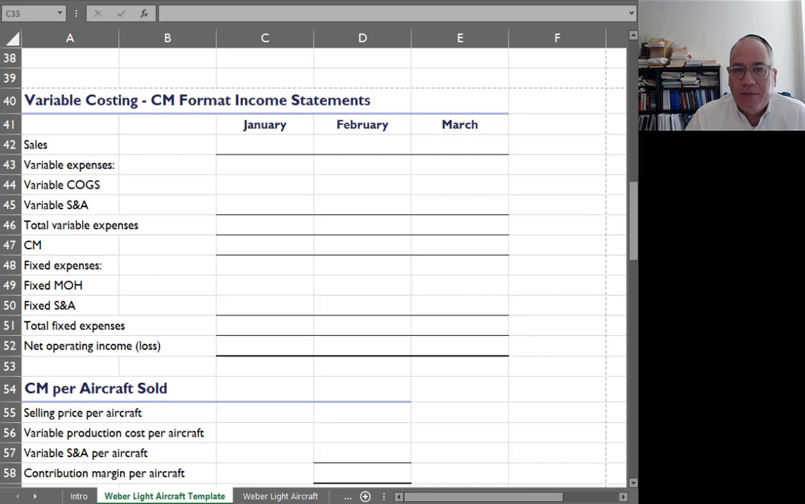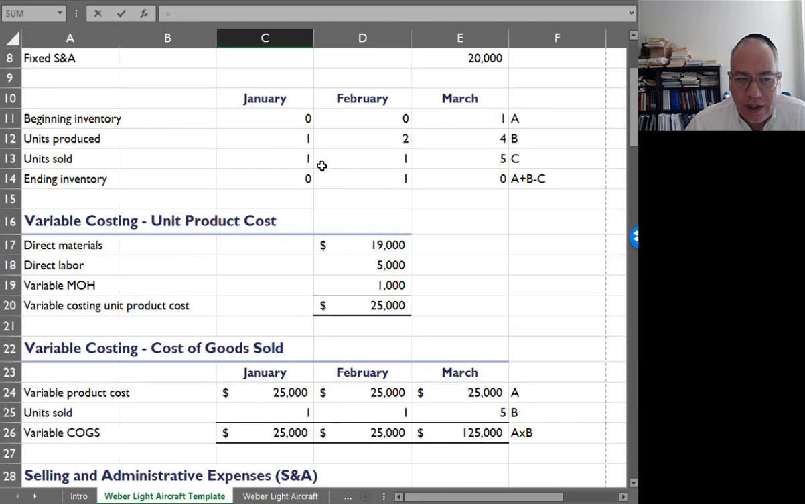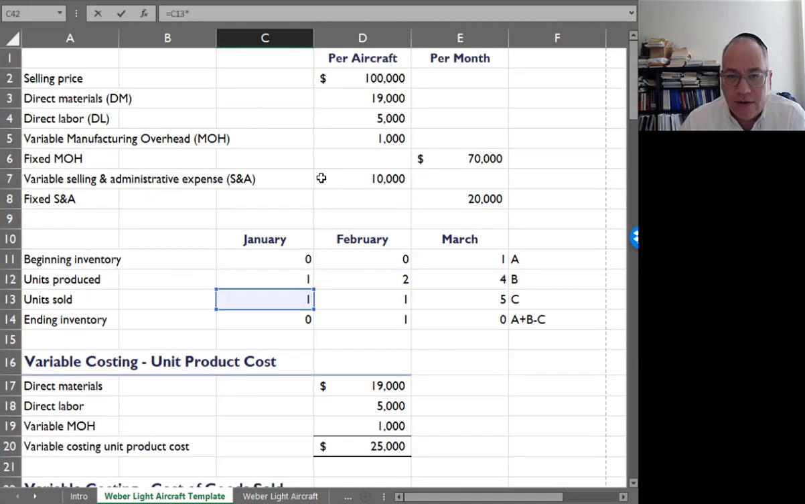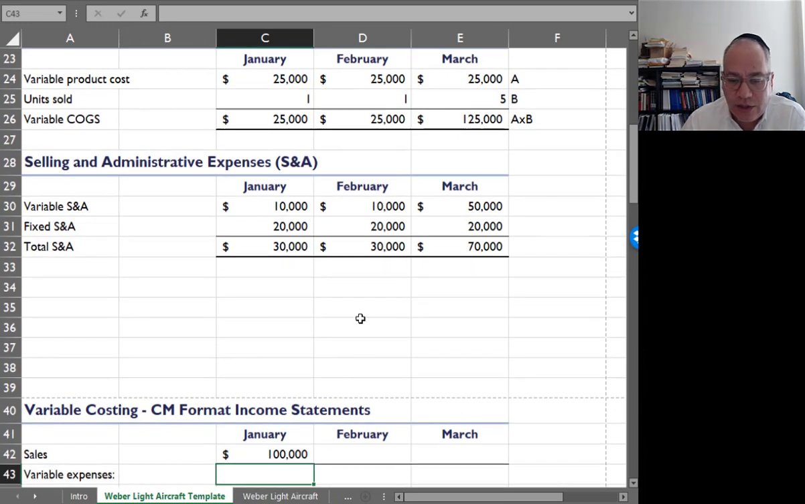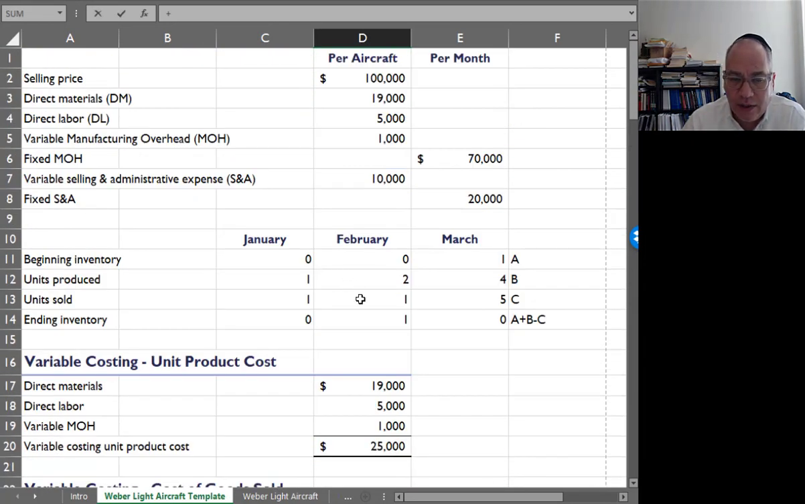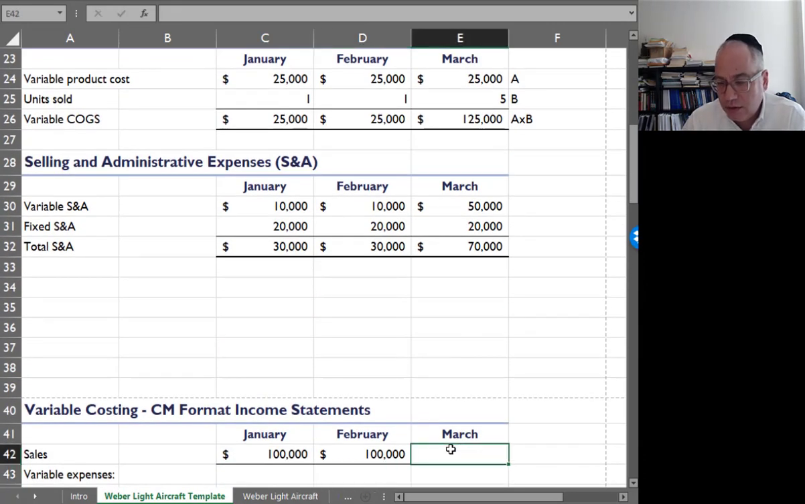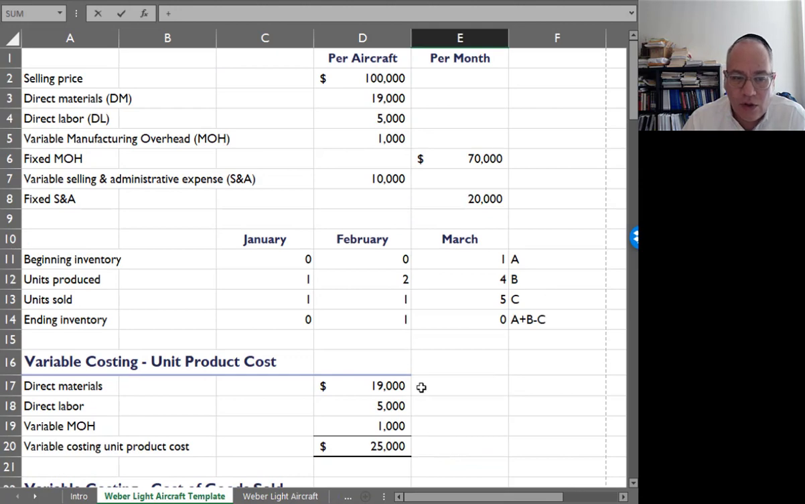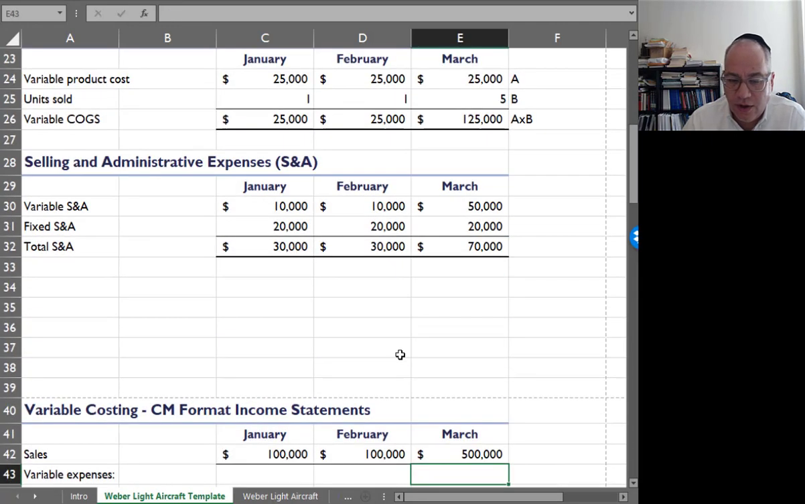Now it's time for the pièce de résistance, a contribution margin format income statement, which is our favorite thing to do. So in January, I sold 1 unit for $100,000. So my sales in January would be $100,000. February, likewise, I sold 1 unit for $100,000. But in March, I sold 5 units for $100,000 each. So that would be sales.